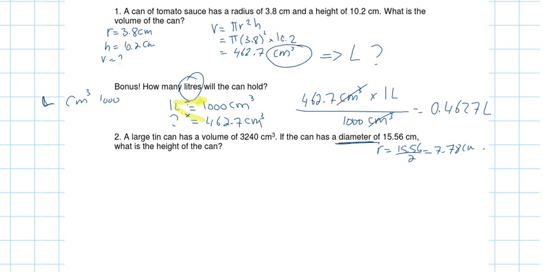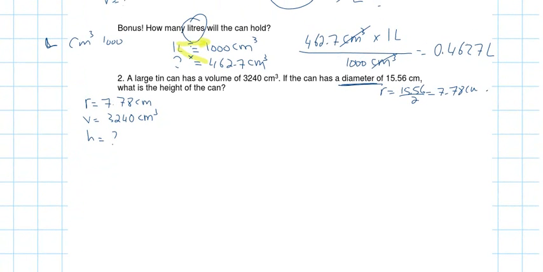Now, what are my givens? I know the radius, and I know the volume, and I'm looking for the height. So you see now I'm not writing the G and the R, but I'm still following the same steps. Because I know the volume, I have to use the formula for the volume. What's the formula for the volume of a cylinder? Pi r squared times height. So this is my analysis.